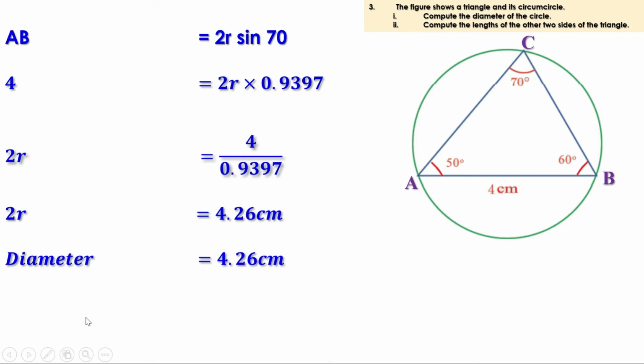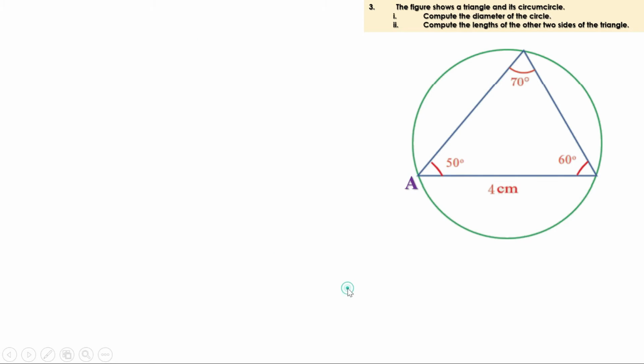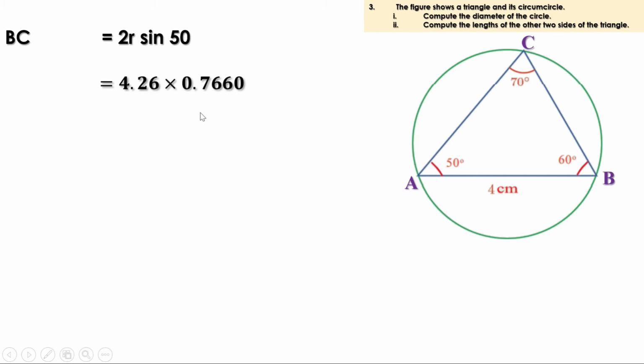Now we have to find the lengths of the other two sides of the triangle. We know BC is 2r sine 50. 2r is 4.26 and the value of sine 50 is 0.7660. So this can be written as 4.26 into 0.7660. Multiplying, we get this is approximately equal to 3.26. That is, the length of BC is approximately equal to 3.26 centimeters.